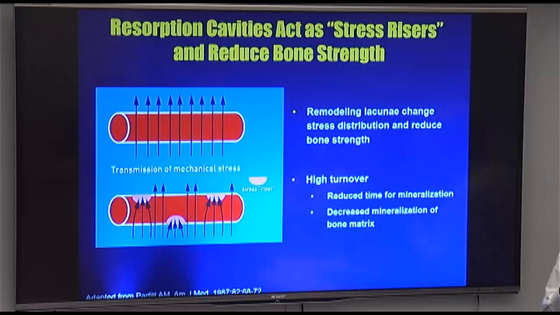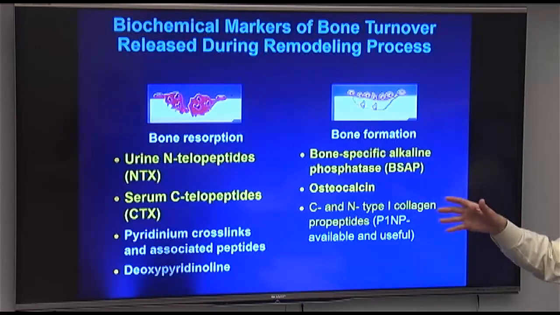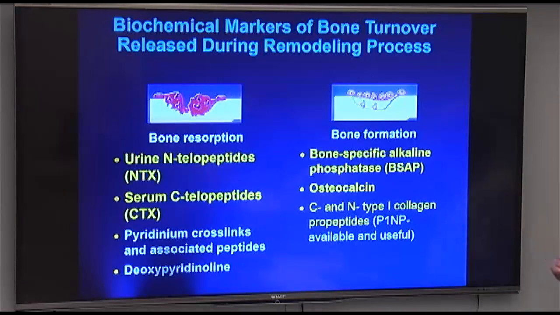So that is one explanation for why we think that high bone turnover is associated with increased fracture risk. So I think many of you know we have access to bone turnover markers. On the left are those that help us to decide about resorption, and on the right, markers that help us to access information about bone formation.